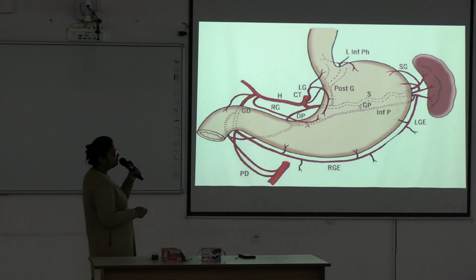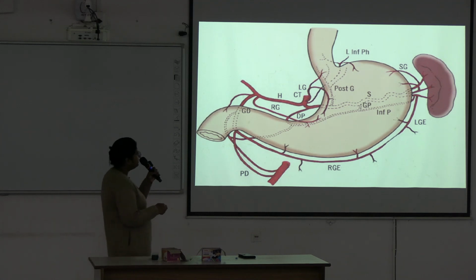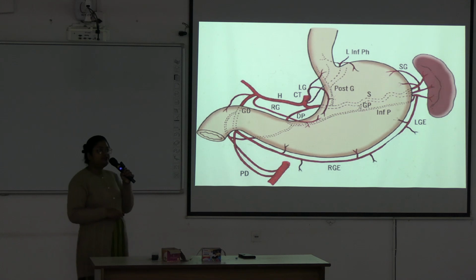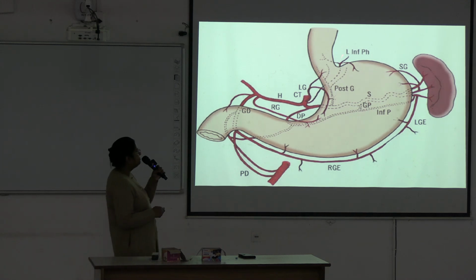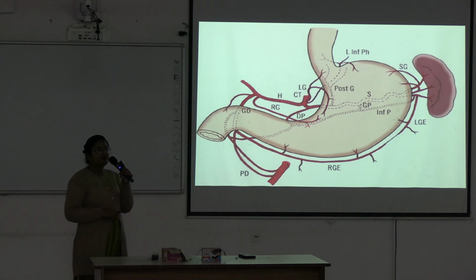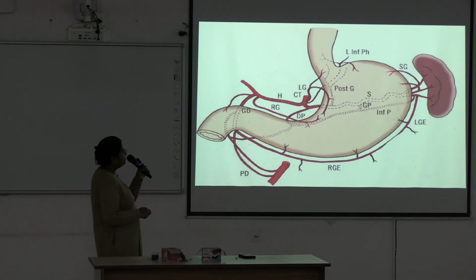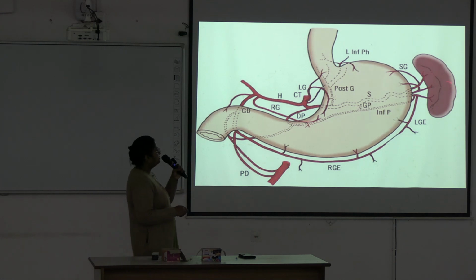Sometimes it is missed. That's why you have to know it. If you don't ligate this artery during removal of the stomach or removal of part of the stomach, there will be heavy bleeding because of the presence of this artery. This is not present in all individuals. And this is the splenic artery going towards the spleen, and it is giving short gastric arteries.